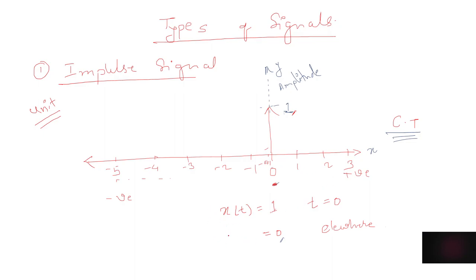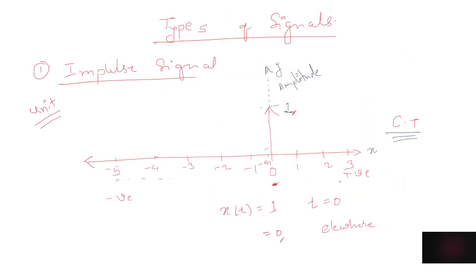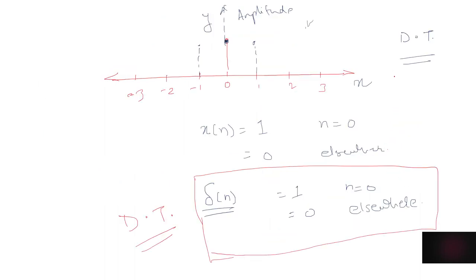This is the equation we have seen: x of t will be 1 for t equal to 0 and elsewhere it will be 0. So only at t equal to 0 it will have some amplitude, and as this is the unit impulse response, it will have unit amplitude, that is 1, and elsewhere it will be 0. This was in continuous time. Similarly we have seen the equivalent in discrete time. In discrete time we represent the x-axis with the sample, whereas in continuous time we represent it as time.